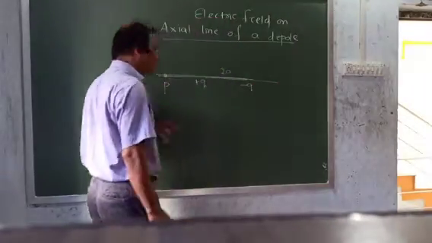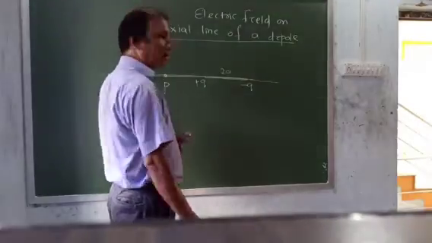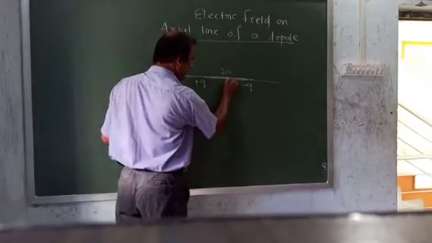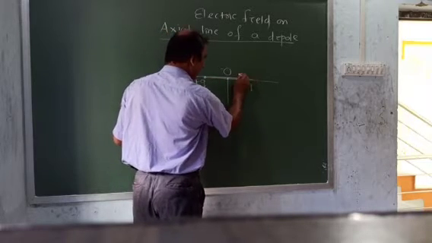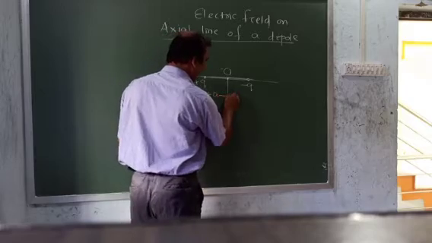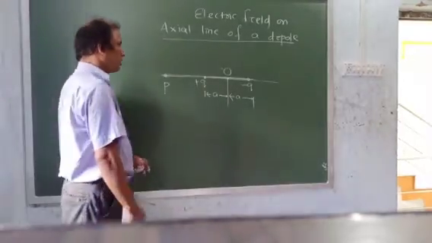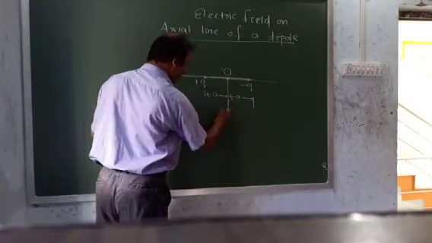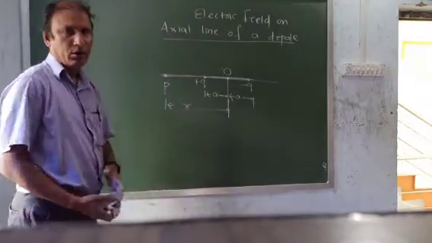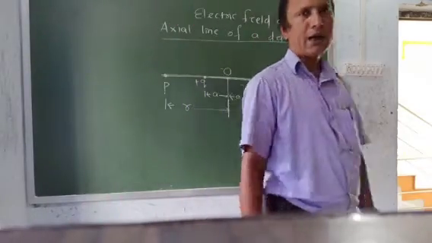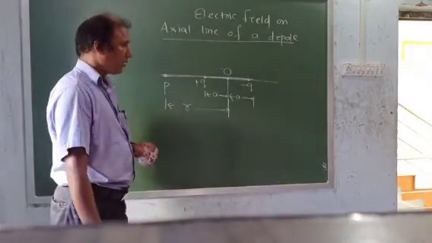At point P, the electric field due to this dipole will be how much? For this we derive it. Let us say this is the center of the dipole, O. This distance will be a, and this distance will also be a, because the total distance is 2a, the length of the dipole. P is a point situated at a distance r from the center of the dipole, where we want to find the electric field. So how to find it now?